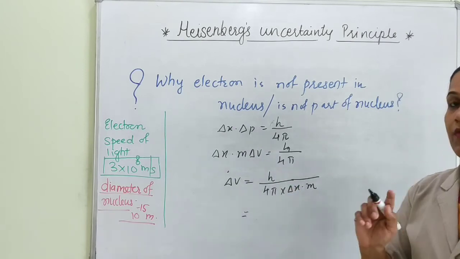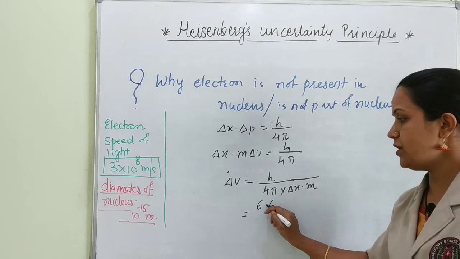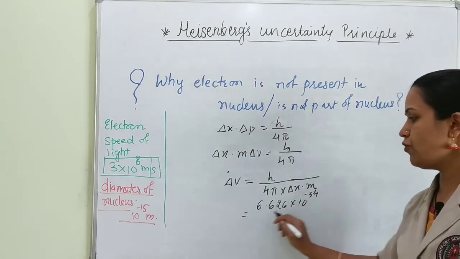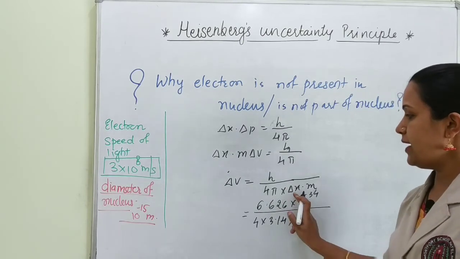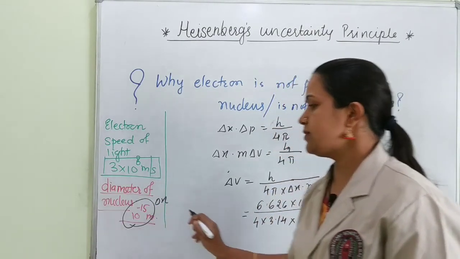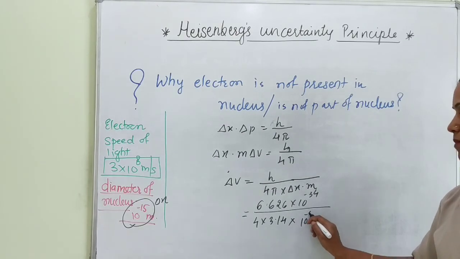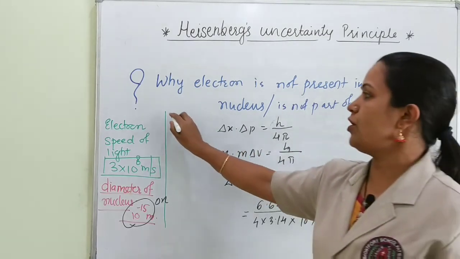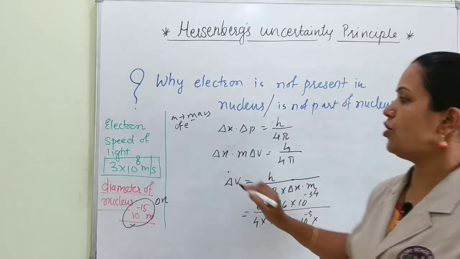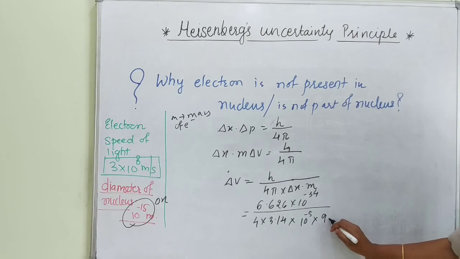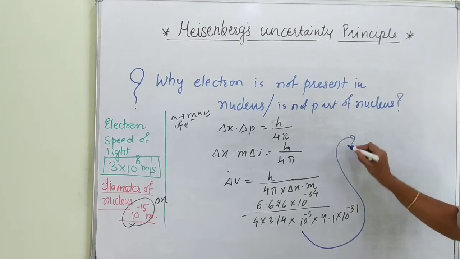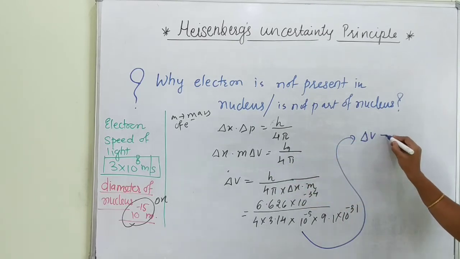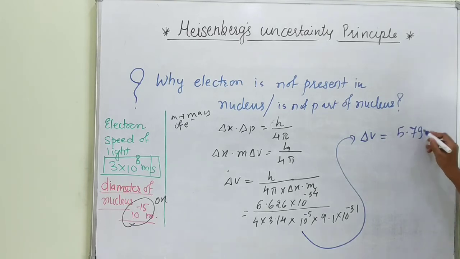Now let's put all the values. H stands for Planck's constant, and the value of Planck's constant is 6.626 into 10 to the power minus 34, upon 4 into 3.14 we will take, and delta x for position, we are taking this value for uncertainty in position, so it would be 10 to the power minus 5. And here what is m? M stands here for mass of electron, and mass of electron we know is 9.1 into 10 to the power minus 31. Now students, see, when I will calculate this value, I can get delta v is equal to 5.79 into 10 to the power 10 meter per second.